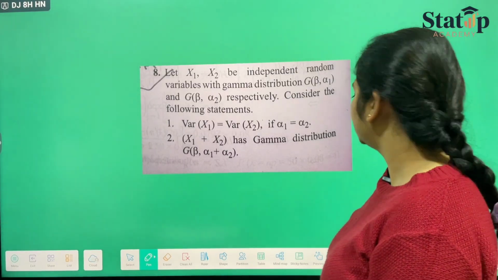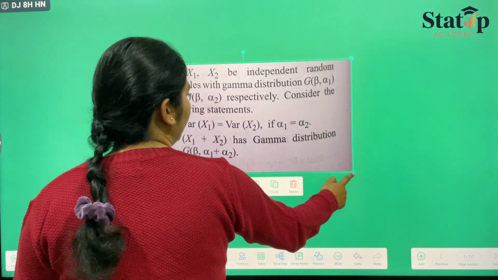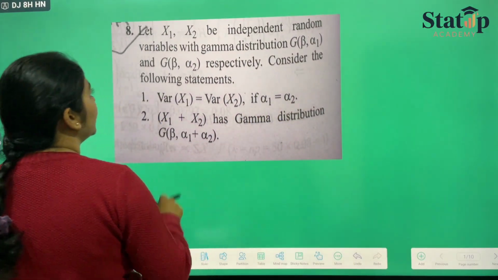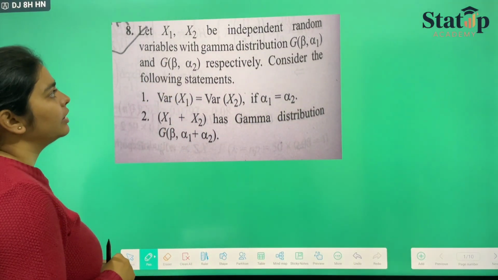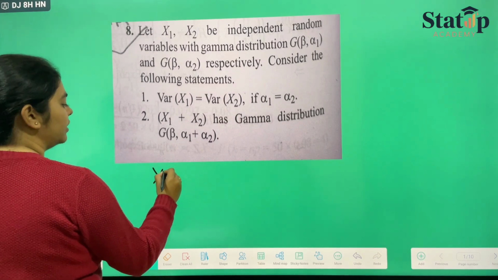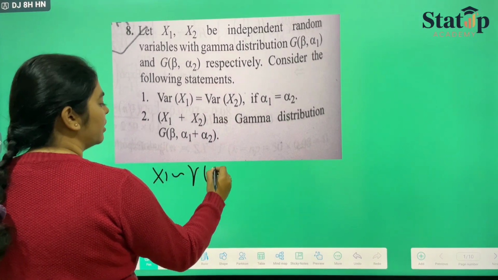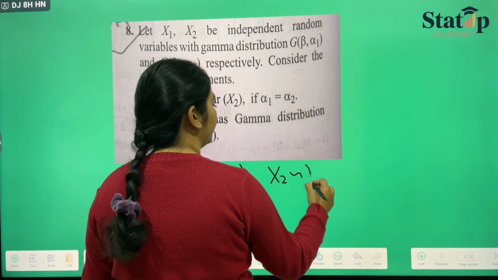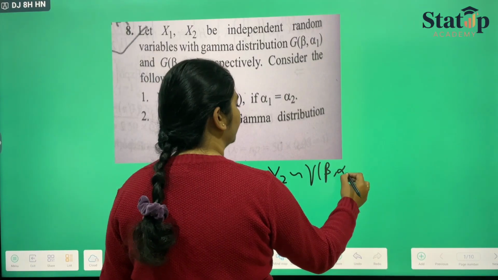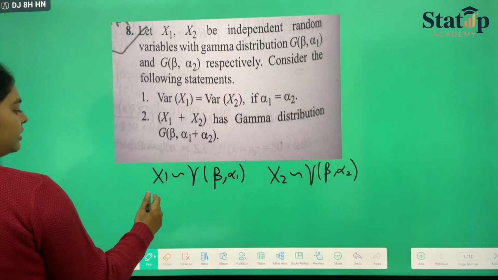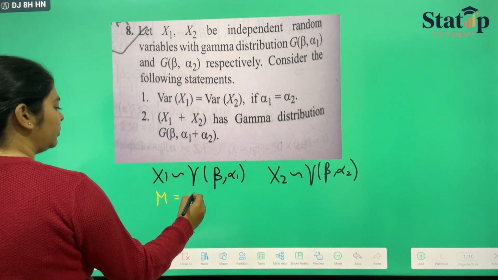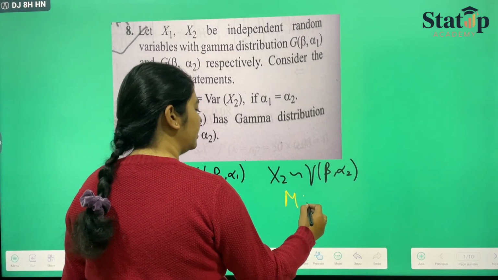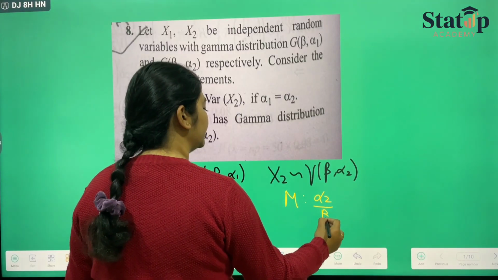Now the last question, this is a statement question. We just have to know about the statements. We just have to compare. They have given us two variables x1 and x2. Both are independent variables and follow gamma. So x1 follows gamma with beta and alpha 1, and x2 follows gamma with beta and alpha 2. Now mean of x1 will be alpha 1 upon beta, and mean of x2 will be alpha 2 upon beta.